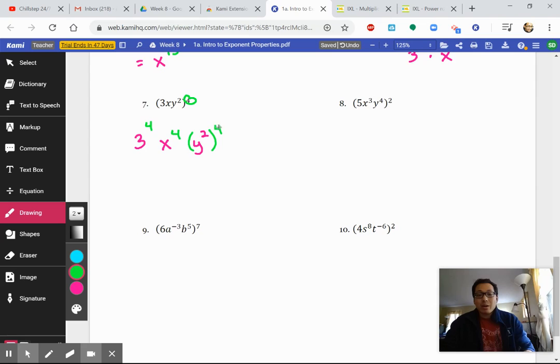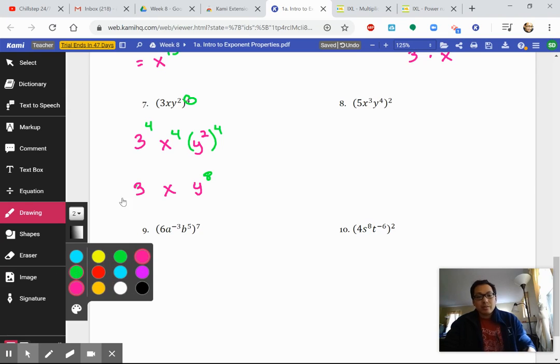And what happens when we have a power raised to another power? The powers multiply. So we're going to get y to the 8. 2 times 4 is 8. And these we can just leave the way they are. This was 3 to the power of 4 and x to the power of 4.